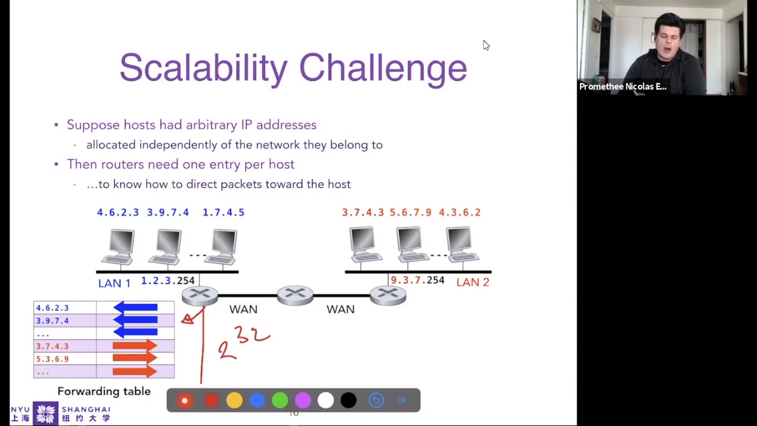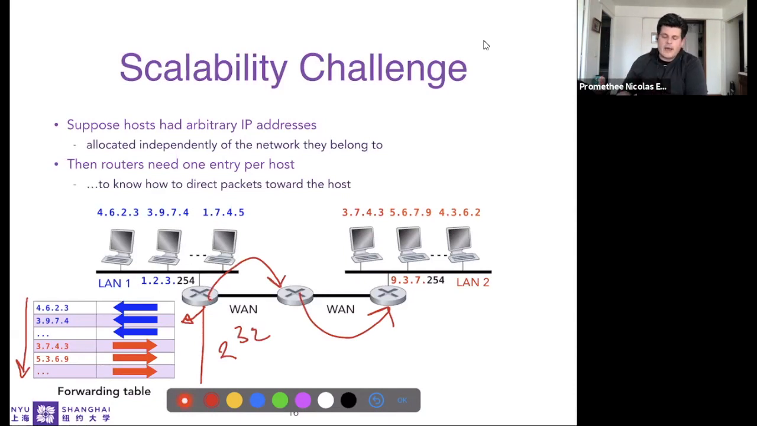So that's not acceptable. Why? Because the time it takes to do the lookup will slow down how fast the packet can be delivered. If I need to do the lookup in such a big table at each router, at each hop, it's going to take forever. So that's not a good way.